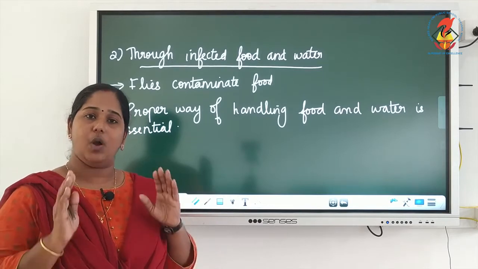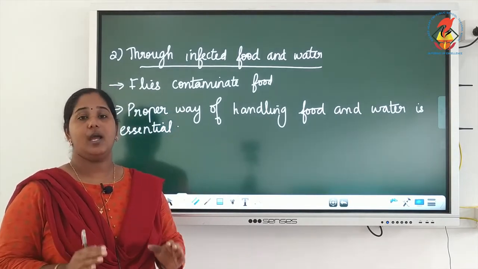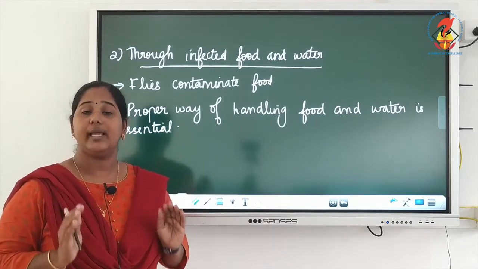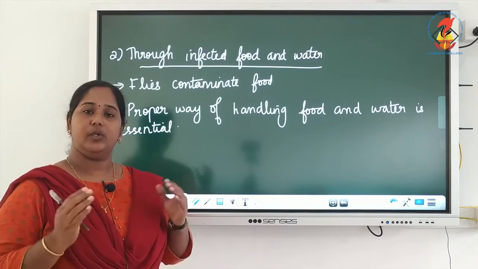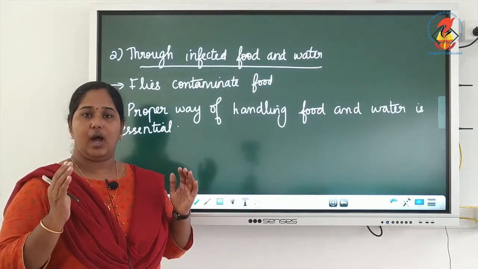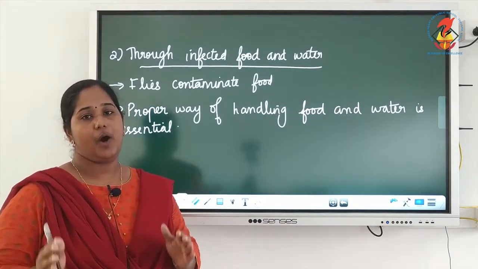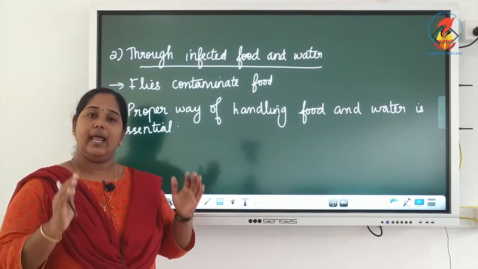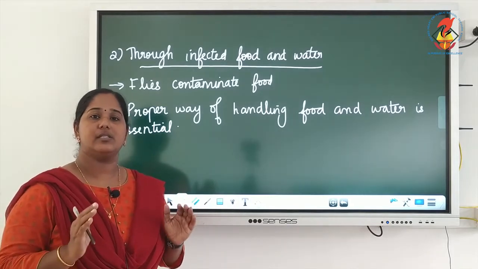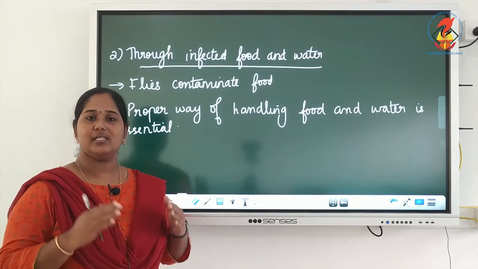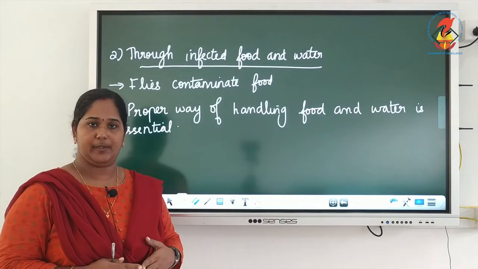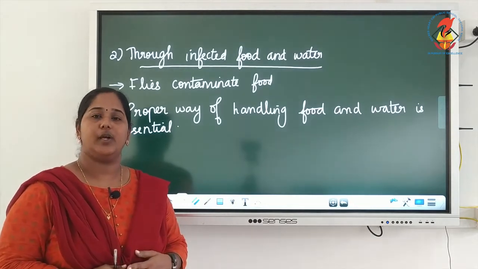So the advice is that we always have to cook food properly, boil water properly, and after cooking or boiling, cover them with a clean lid. Cooking food and boiling water and keeping them open is of no use. After cooking the food or boiling water, we have to cover it properly and store it in clean containers so that there are no germs in it. That is the best way we can prevent diseases that spread through infected food and water. And never try to drink water without boiling.